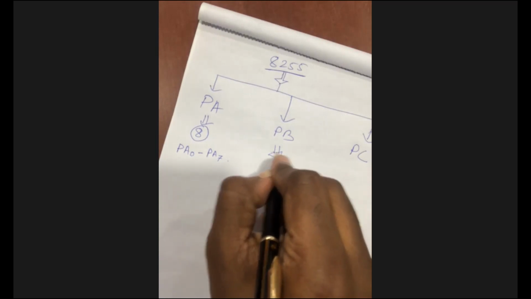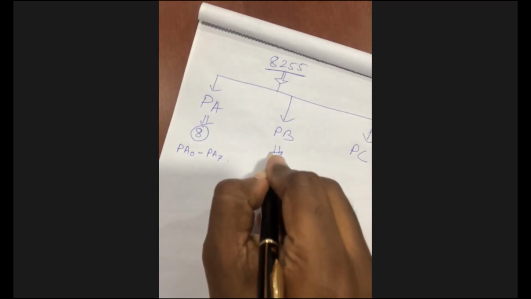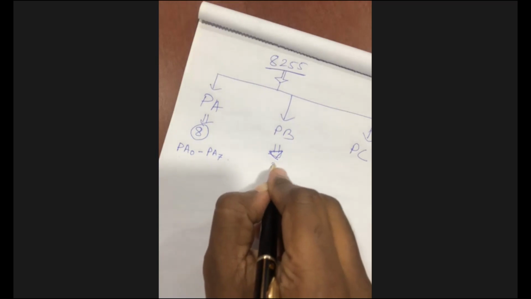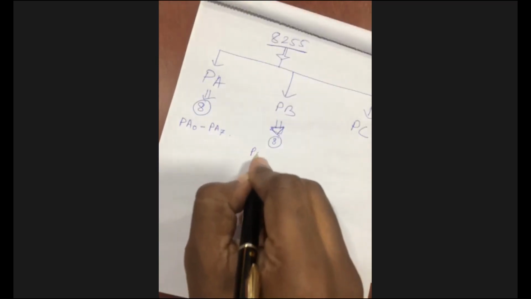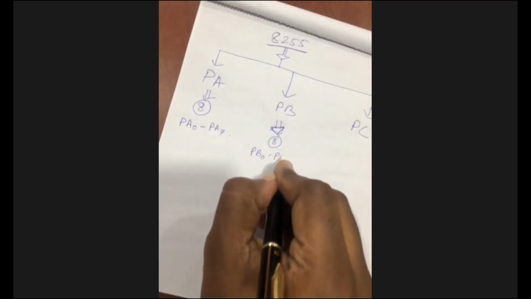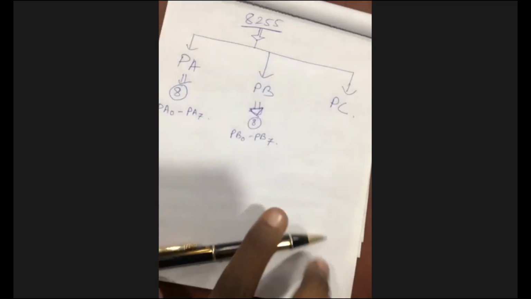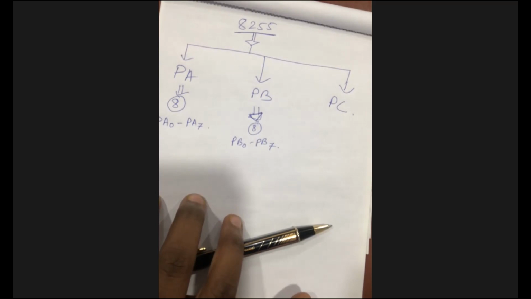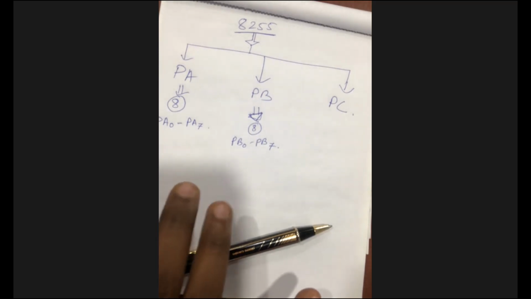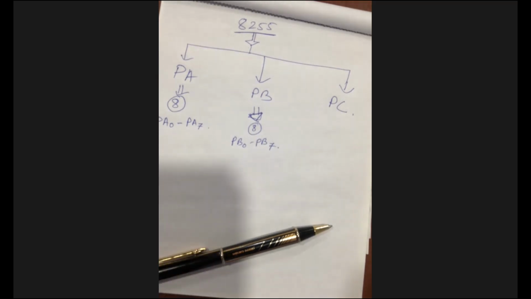Similarly for PB, 8 pins are available, again 8, so the names are PB0 to PB7. Sir, how many hands do we have? Two. And in each hand, how many fingers? Five. Each hand has five fingers.